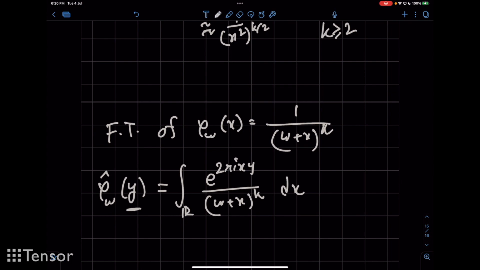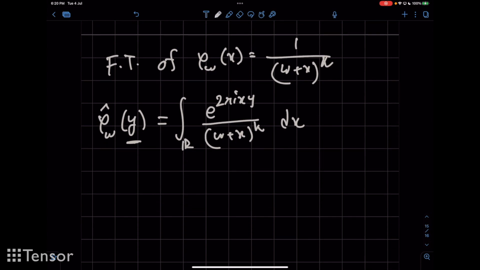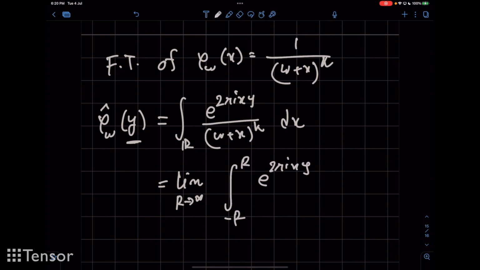So, yeah, we are going to compute this integral using the residue theorem. Okay. Let me write it a little bit. So this is equal to the limit as r goes to infinity of the integral from negative r to positive r of e to the 2 pi i xy over w plus x to the k dx. Okay.